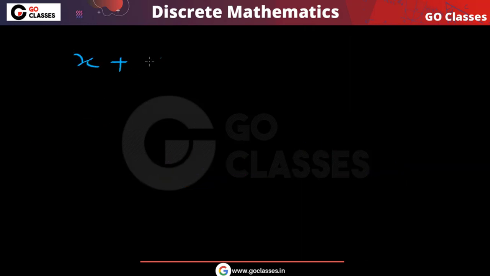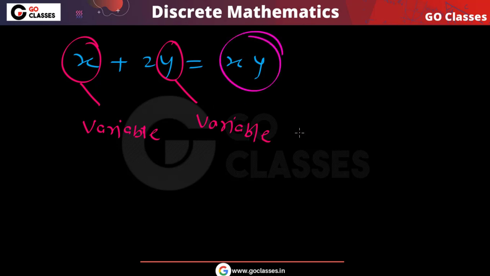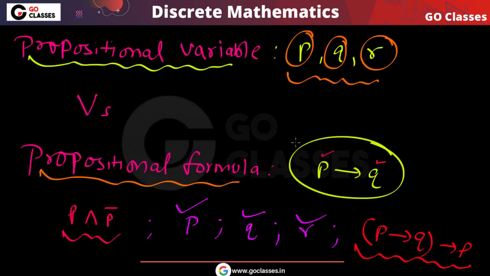For example, if I write an equation x plus 2y is equal to xy, in normal mathematics, in algebra, x and y are variables, but xy is not a variable. Don't say that xy is a variable. X is a variable, y is a variable. This xy is called an expression. So similarly, P, Q, R are propositional variables.